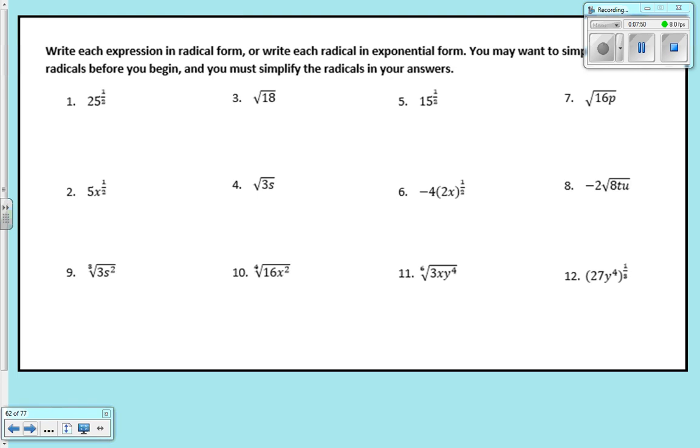Okay, so for example, number 1, it's an exponential, so I'm going to change it to radical form, which would be the square root of 25, because that's what a half means. However, I can simplify this radical because the answer is just 5.